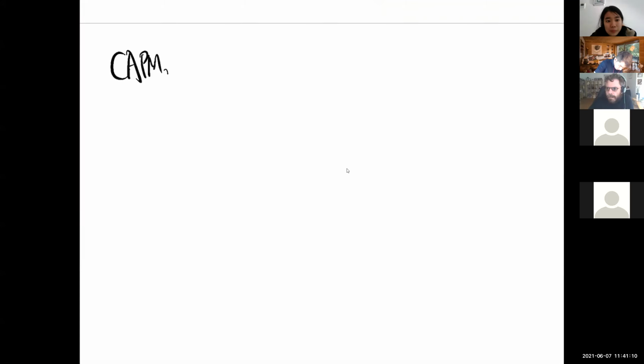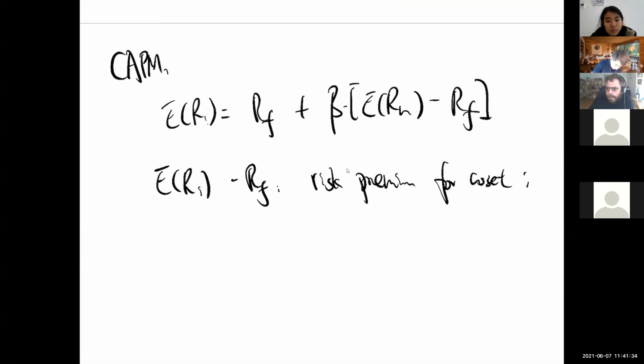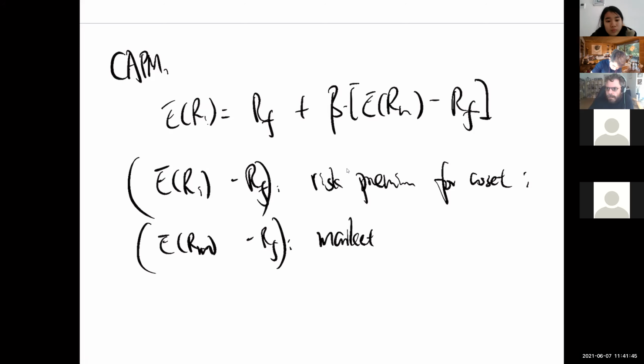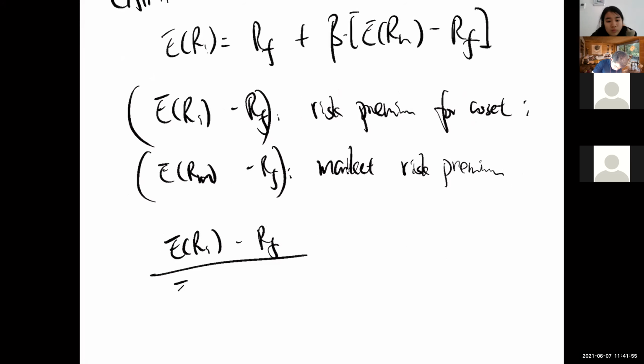Think about the CAPM formula, E(R_i) equals R_f plus beta times (E(R_m) minus R_f). If you rewrite it, this is called the risk premium for asset i. This whole term, where E(R_m) minus R_f is the market risk premium. And if you rewrite it, you get (E(R_i) minus R_f) divided by (E(R_m) minus R_f) equals beta.